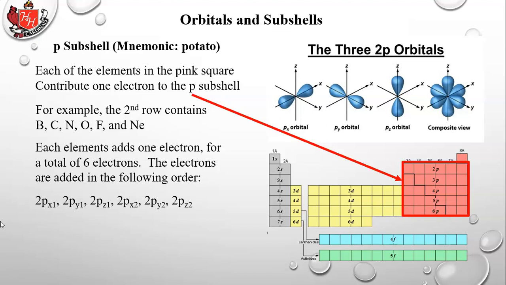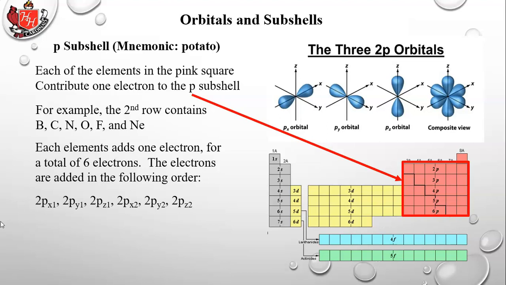Now, this might be a little harder to understand here, but you'll see it later on. It'll make more sense. First, boron would put an electron in the 2px1. The second electron would go into the 2py1. The third electron will go into the 2pz1. Then you start pairing up the electrons.